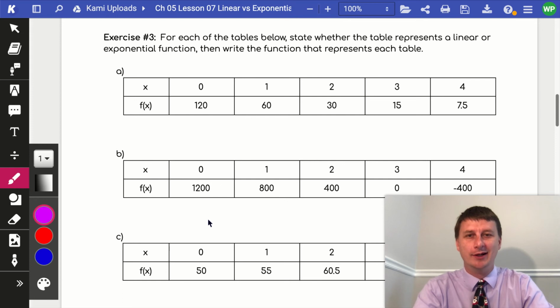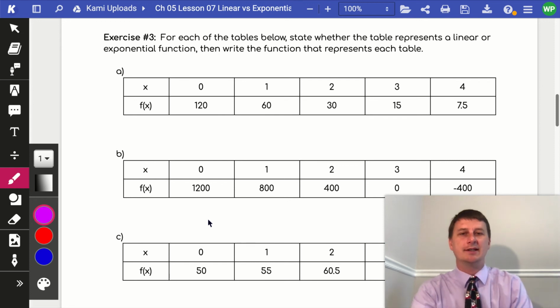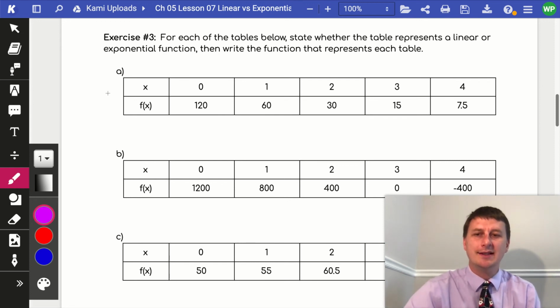You, Algebra 1. And in this video, we're going to be taking a look at exercise number 3, where we're going to be looking at tables and comparing whether it represents a linear or an exponential function, and then we're going to write the function that represents each table. So let's get right into part A right here, where we have this table.